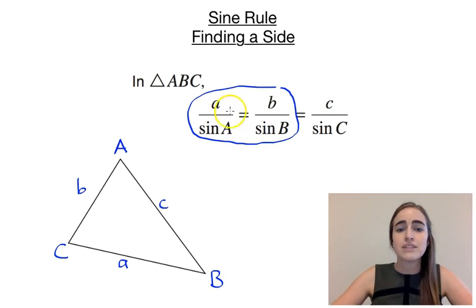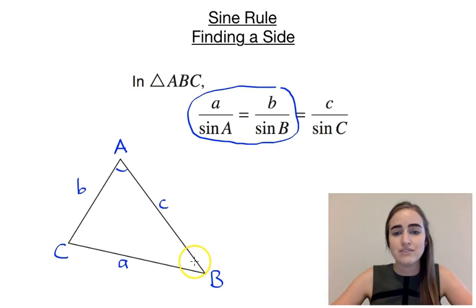So what the formula says is that the length of this side divided by sine of this angle is equivalent to the length of this side divided by the sine of this angle, and it's also equivalent to the length of this side here divided by the sine of this angle. So we're looking at angles and their opposite sides. Let's have a look at how we can use this rule.